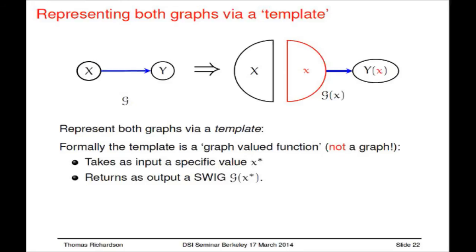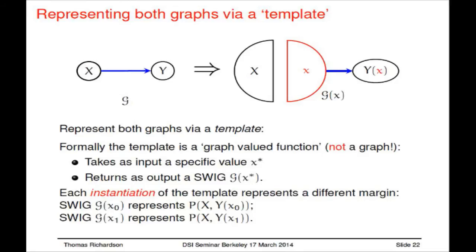Those of you that have used BUGS and know about plates, there are similar ideas present in the BUGS framework with plates. But you should think about this as, when I'm using a template like this to represent several different SWIGs, a function that takes in a specific value and then gives you back a graph. If I stick in x equals 0, I get this SWIG, stick in x equals 1, I get this SWIG. And each SWIG represents a different margin. So it's not that this graph is representing the joint over x, y of x0, and y of x1.